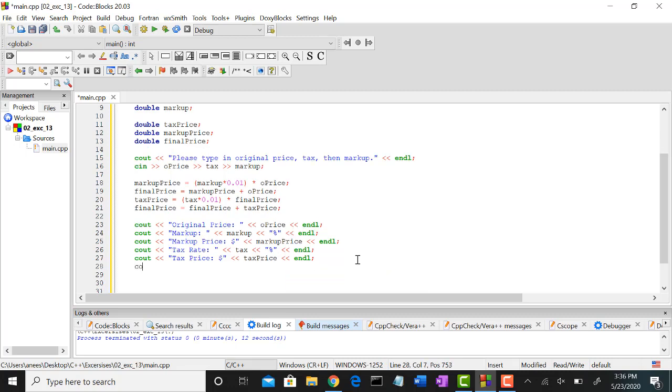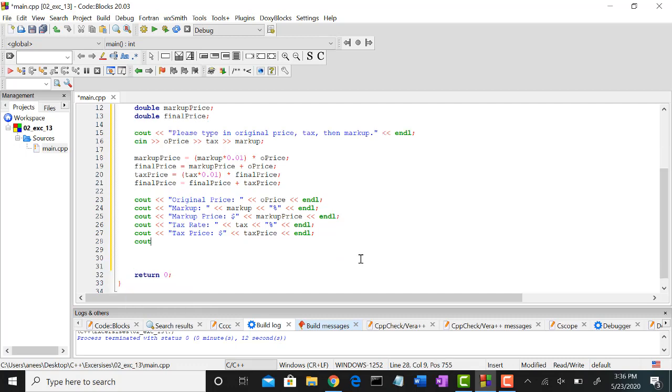And finally, the last line of code in this exercise is final price. There we go.